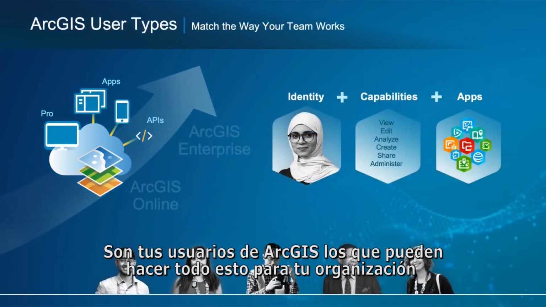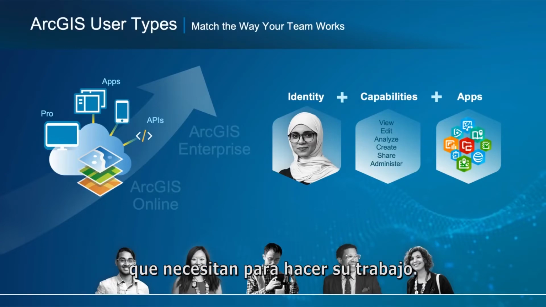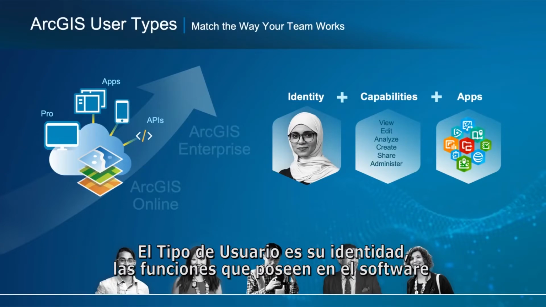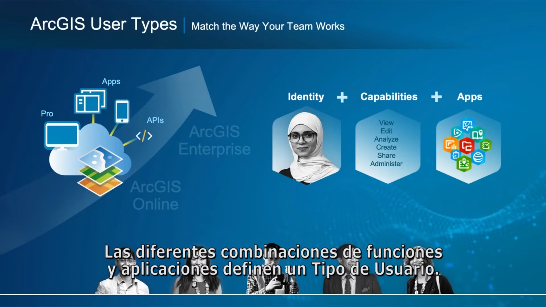Now, it's your users of ArcGIS that are able to do all this for your organization, and it's user types that provide them with the capabilities and apps they'll need to do their work. A user type is their identity, the capabilities they have with the software, and the apps that they can use. Different capabilities and app combinations define a user type.